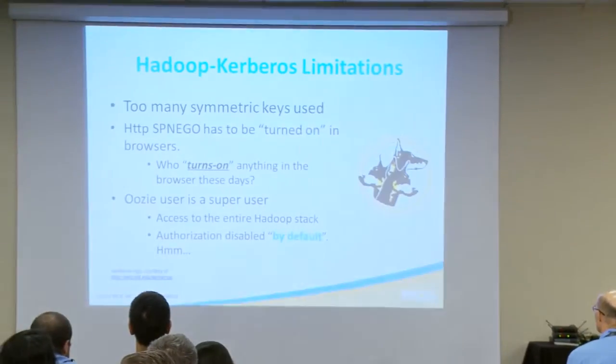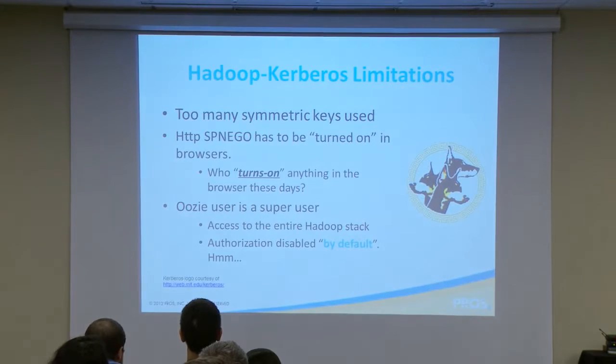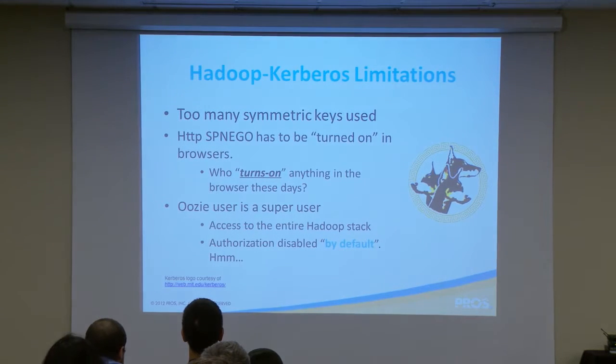So some of the limitations, right? Too many symmetric keys are used in the Hadoop version of Kerberos. You have symmetric keys between the name node and the data nodes. That's how they encrypt their communication. You have symmetric keys used for the delegation tokens between a client and the name node. You have symmetric keys between the tasks and the job tracker. It's just too many symmetric keys, and it's very hard to pin down the real impact if I compromise one, because that impact could escalate.